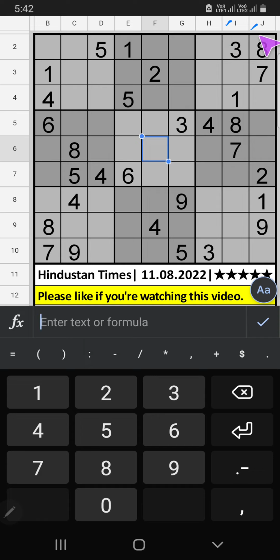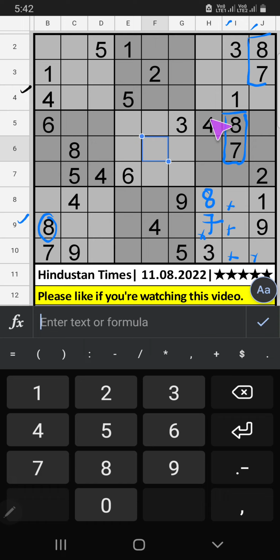Column I, column J, we have pair numbers 7 and 8. So 7 and 8 can't come in these cells. It will come in another two cells. 9th row, we already have 8. So it can't come in this cell. 8 is confirmed here. Then 7 is here.